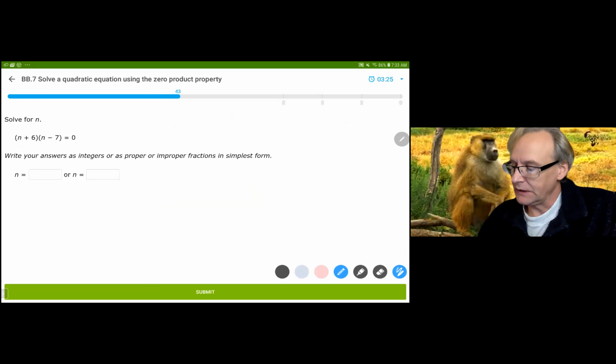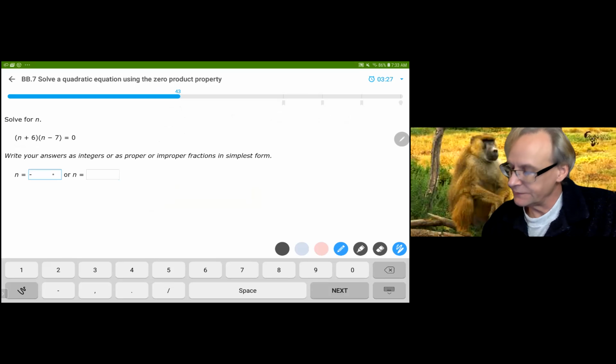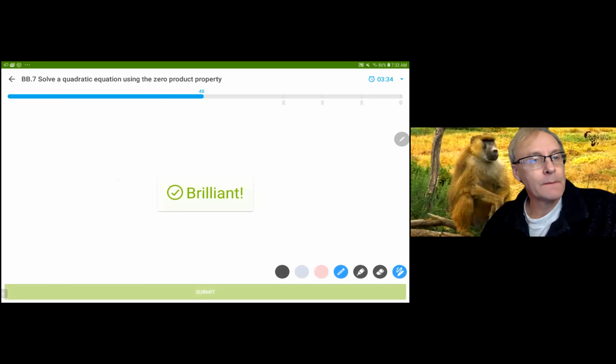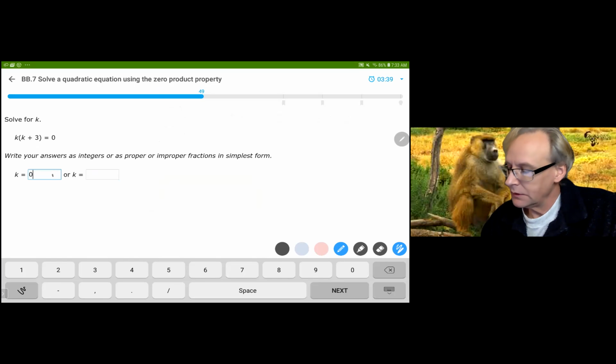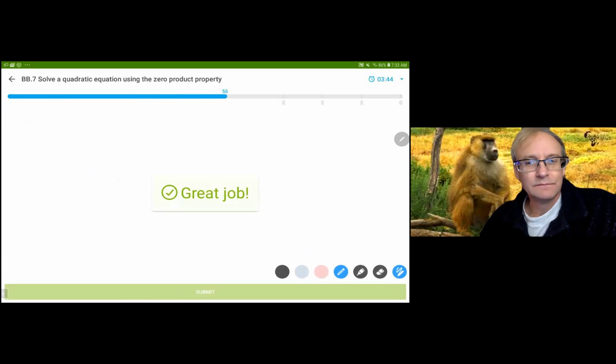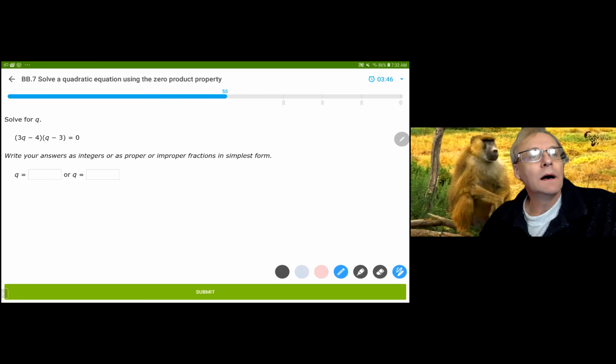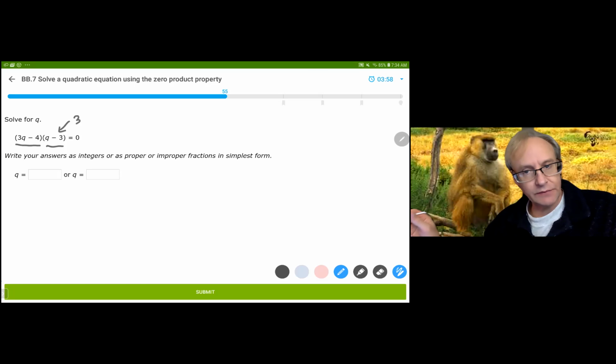So this one is going to be -6 will give us a 0 in the first factor. And the second factor, we need a 7. That's it. And the first factor, we need 0 or -3. This one, can you solve this one in your head? You only really need to solve that one. That one's going to be 3, isn't it? And this one is going to be 4 over 3. You just add 4, divide by 3.